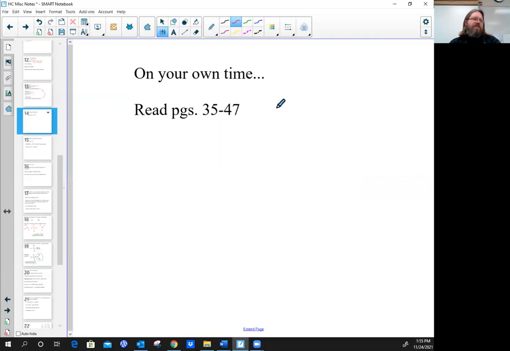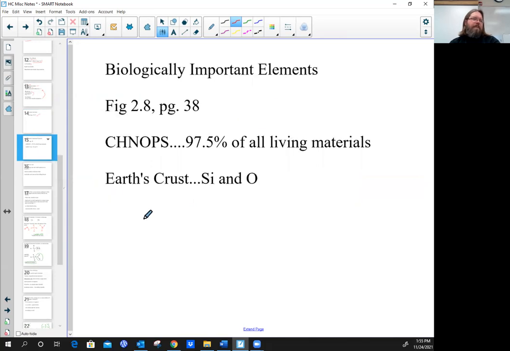Just as a note on your own time, guys, make sure you read pages 35 through 47 in your books. Not going to necessarily pause to do that right now. And then page 38, just as sort of a brief little note here, right?